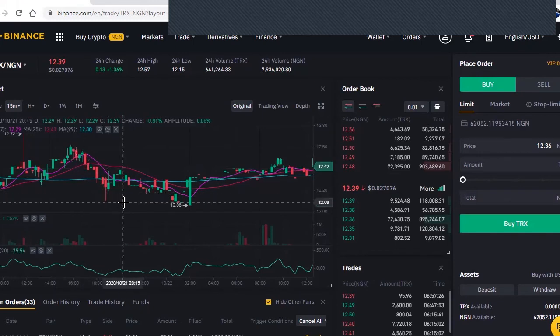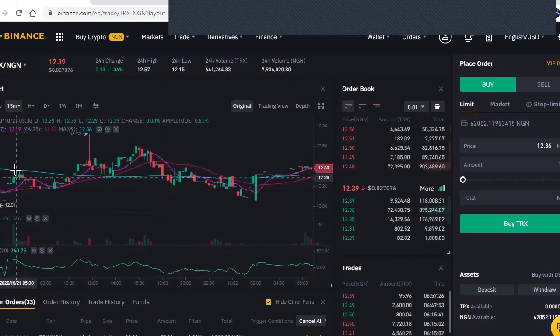Let's look at this. If you look at this on the 21st of October, the price of Tron is about 12 naira 11 kobo. If you look at this place very well, you can see that we have a wick here.